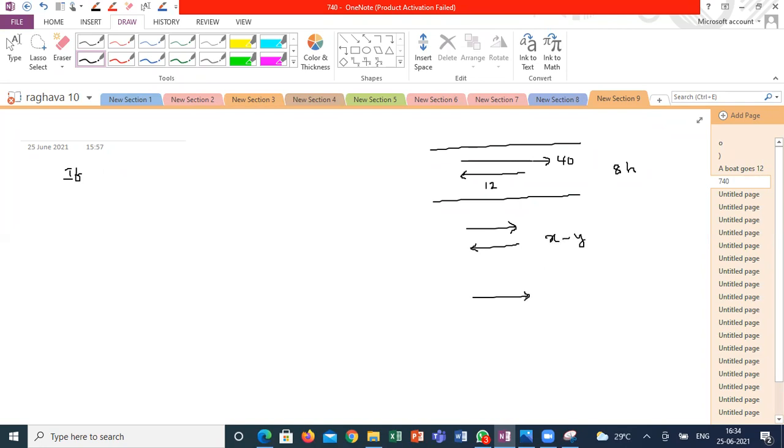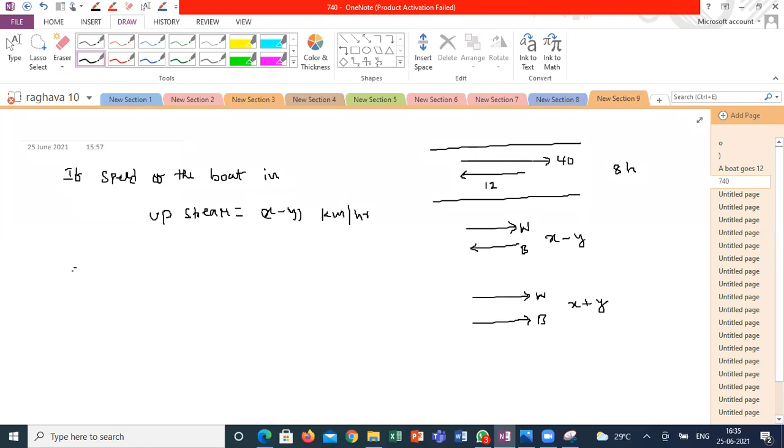If the water is flowing in this direction, this is the water direction, this is the boat direction, and the boat is also moving in the same direction, the net velocity of the boat is x plus y. So the speed of the boat in upstream is x minus y kilometers per hour. Speed of the boat in downstream is equal to x plus y kilometers per hour.